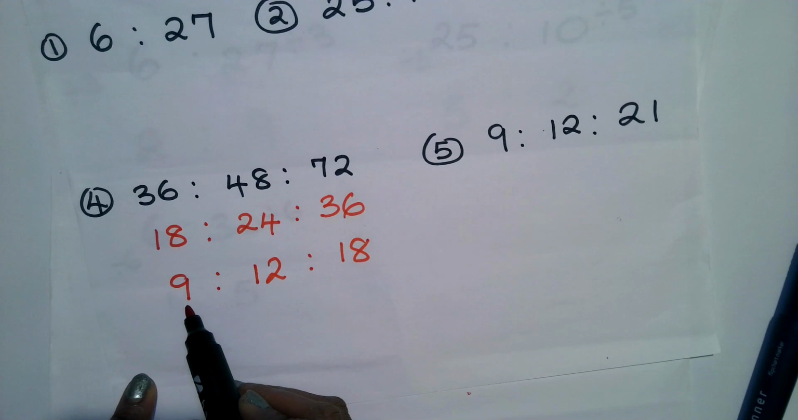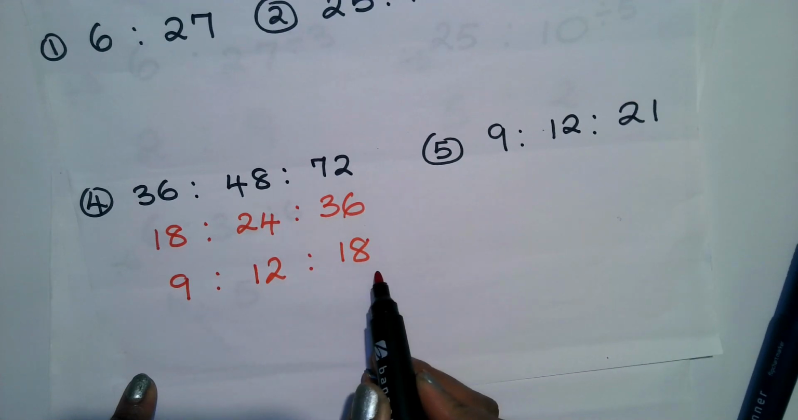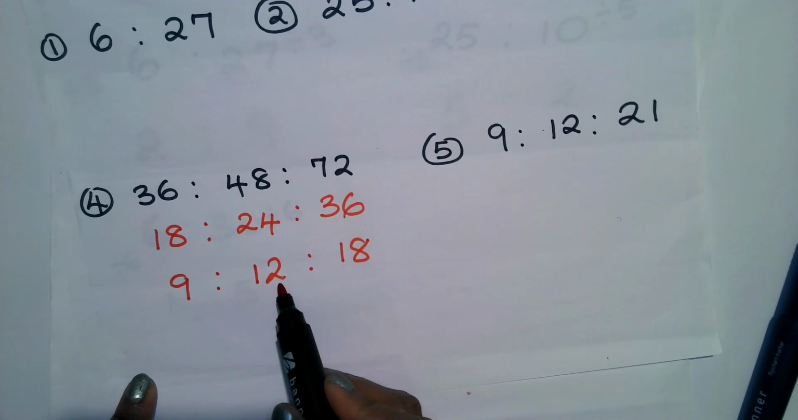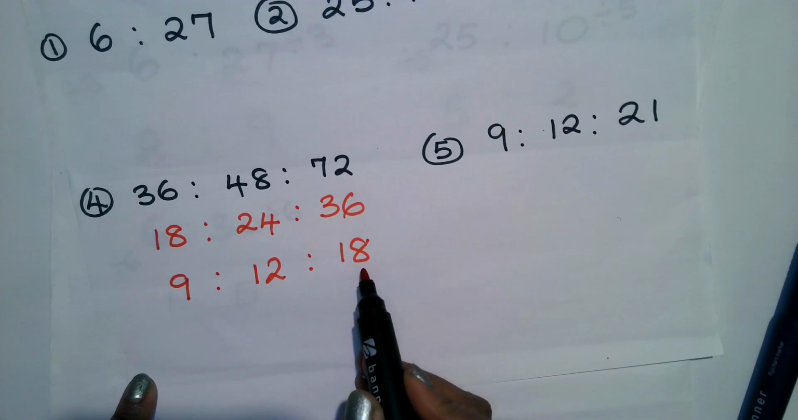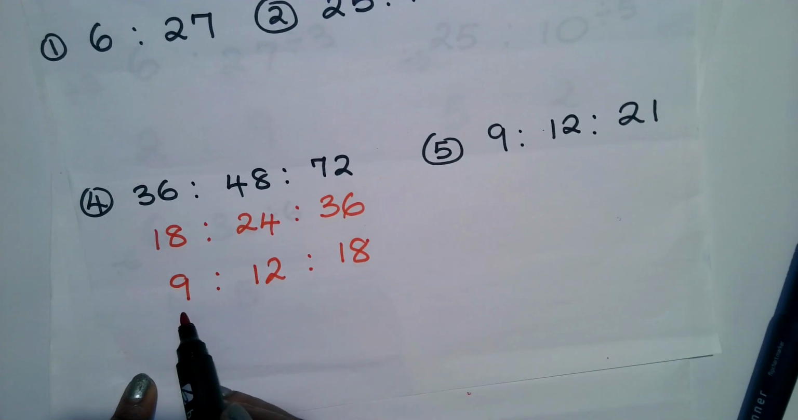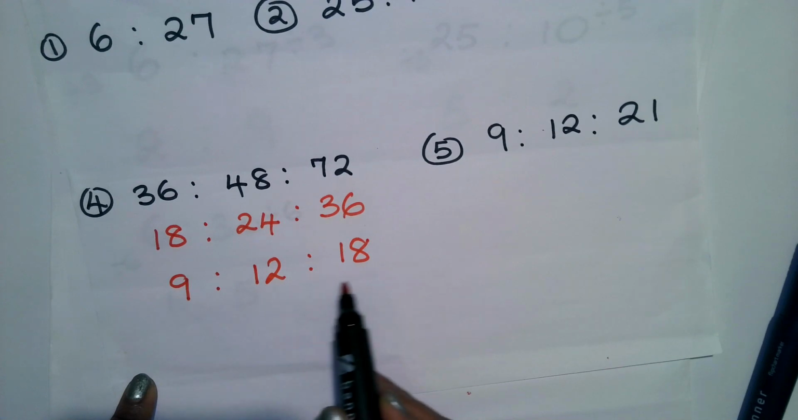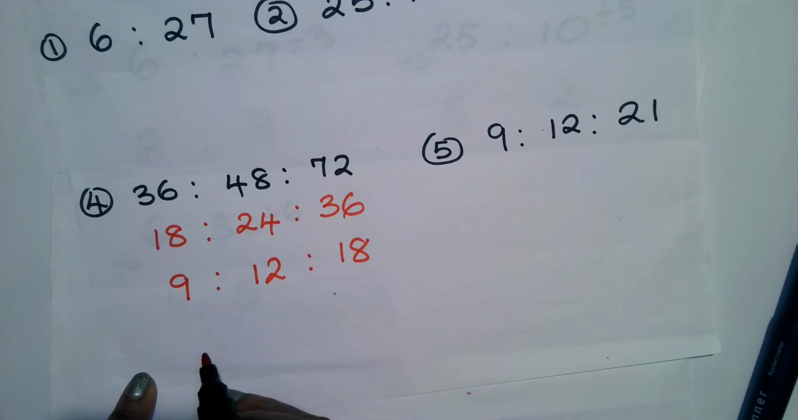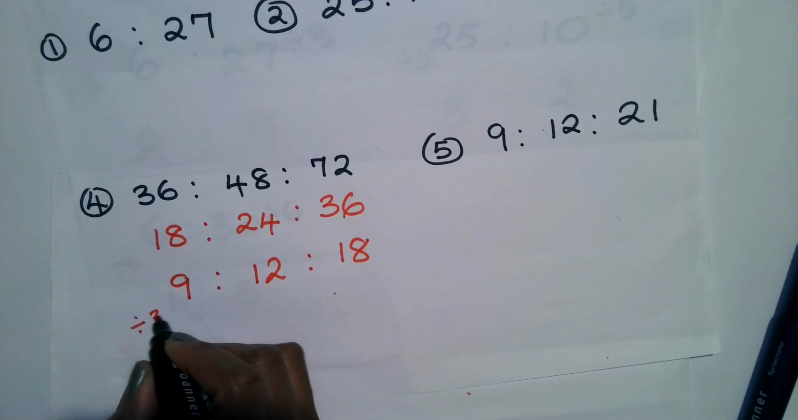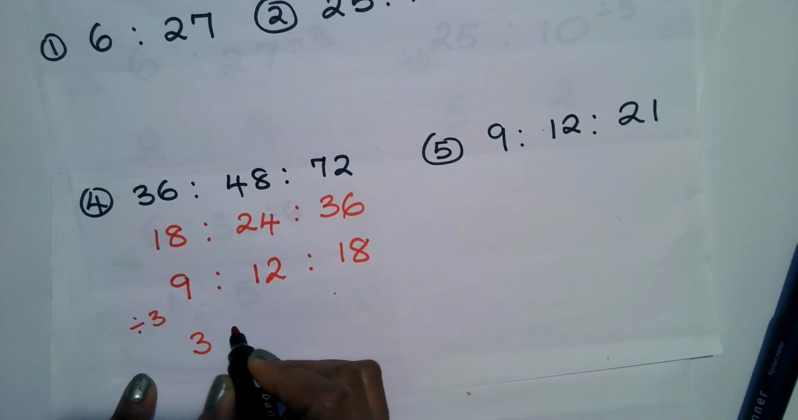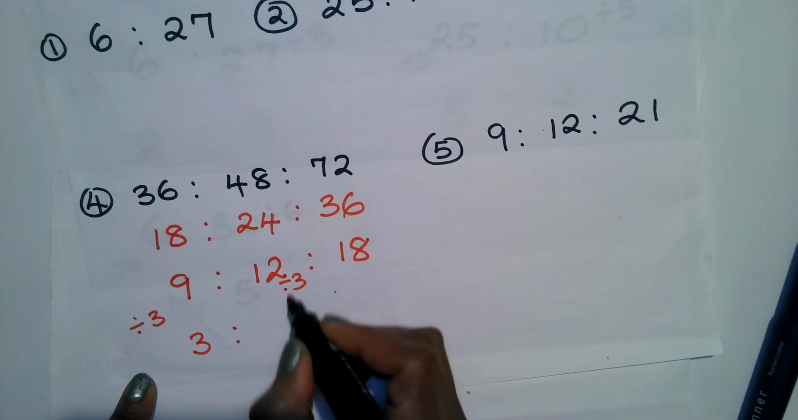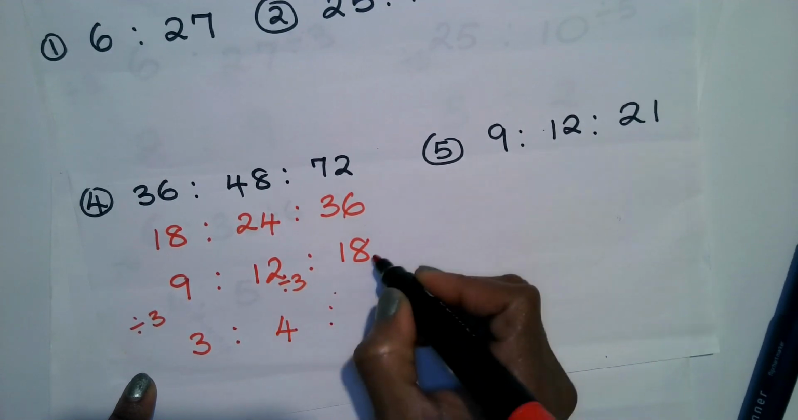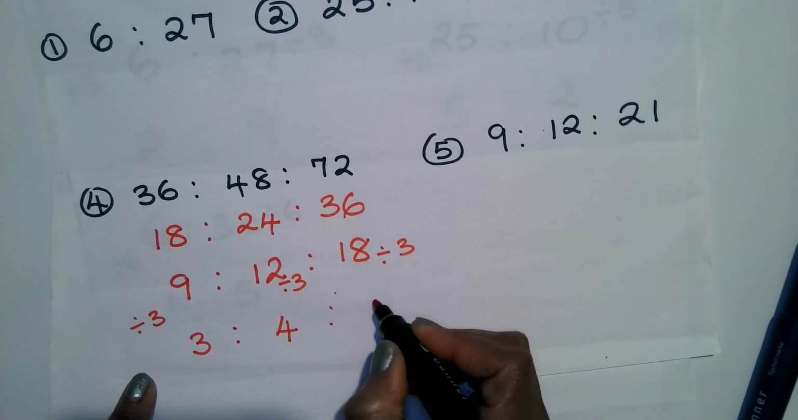Now when we look at these numbers, 9 is to 12 is to 18. We can halve 12 and we can halve 18, but we cannot halve 9. So we look at these numbers and find out if we can find them in any of the times tables. We can find them in the 3 times table. So we divide by 3 to give me 3. We divide this by 3 to give me 4. We divide this by 3 to give me 6.